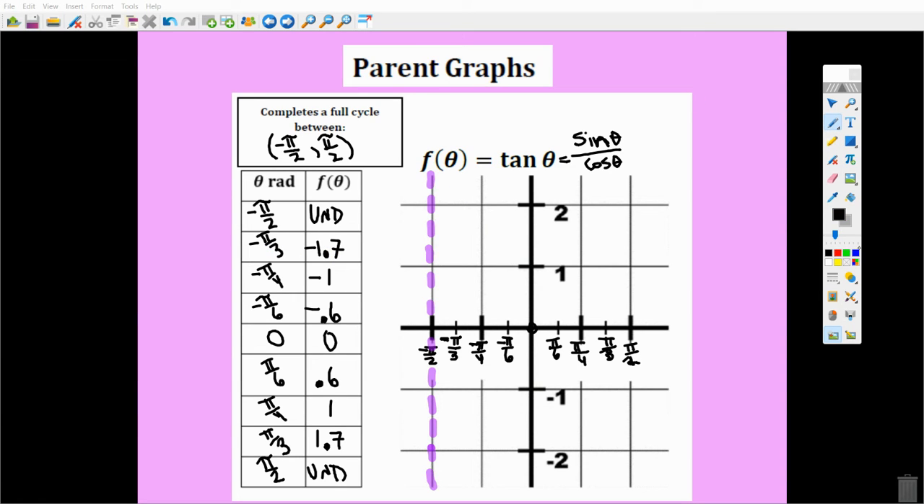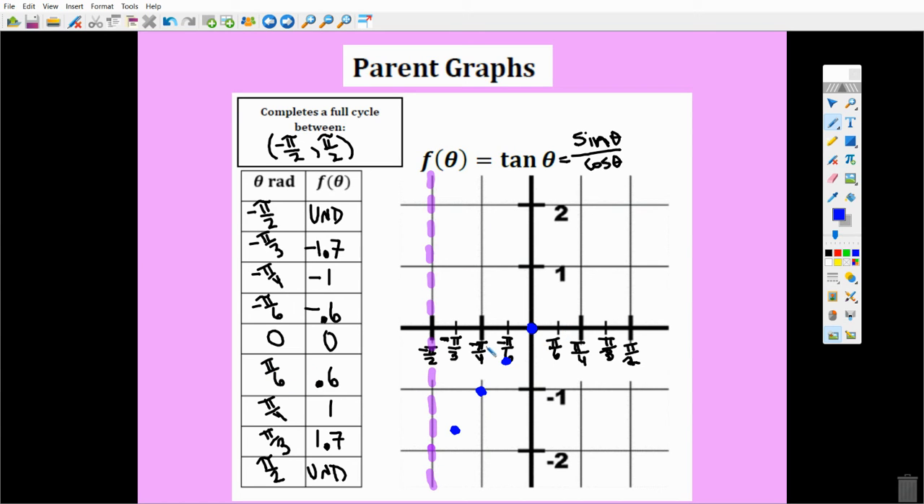Then at negative pi over 3, I'm going to graph negative 1.7. So at negative pi over 3, here's 1, and then again, here's a half, 0.7. It's going to be about right here. I'm estimating. At negative pi over 4, it's negative 1. At negative pi over 6, it's a little bit more than negative a half, so I'm going to estimate a half there, about right here where the 6 ends. And then at 0, it's 0.